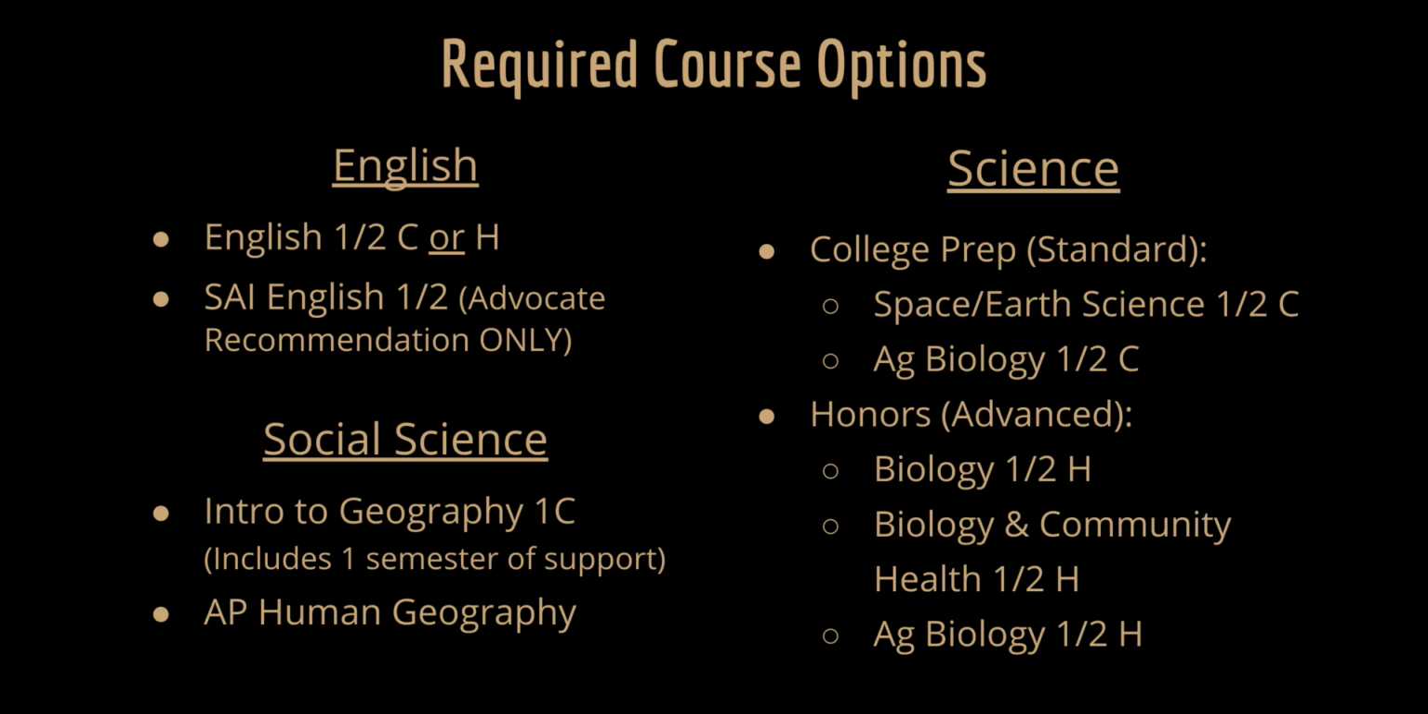As far as science, you need to choose between either taking a college prep, which is a standard course, or an honors course, which is advanced. The two options for college prep for the ninth grade year is space and earth science and ag biology. Ag biology is part of a pathway, and I'll get more into that in a minute. The honors option is honors biology and biology and community health honors and ag biology honors.